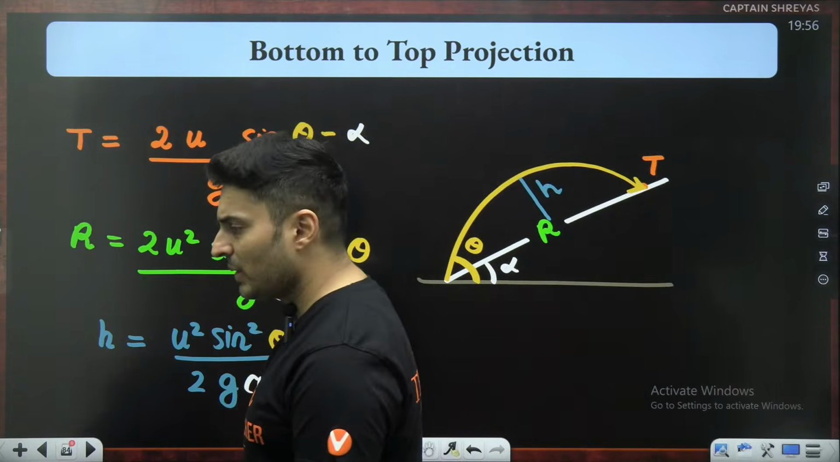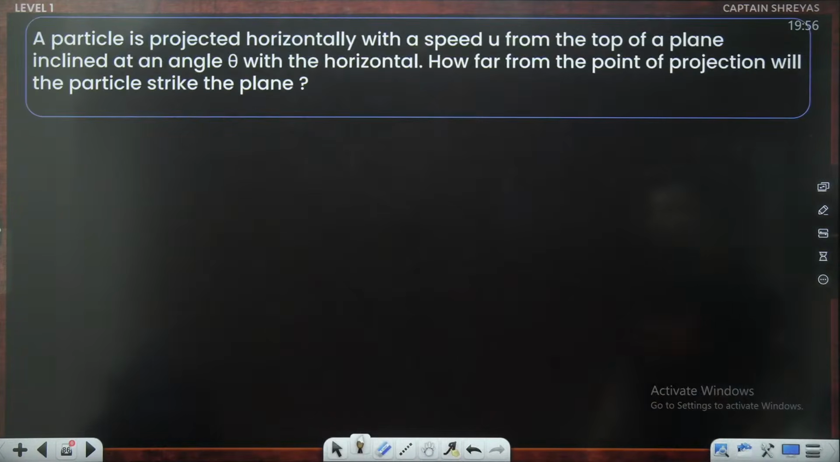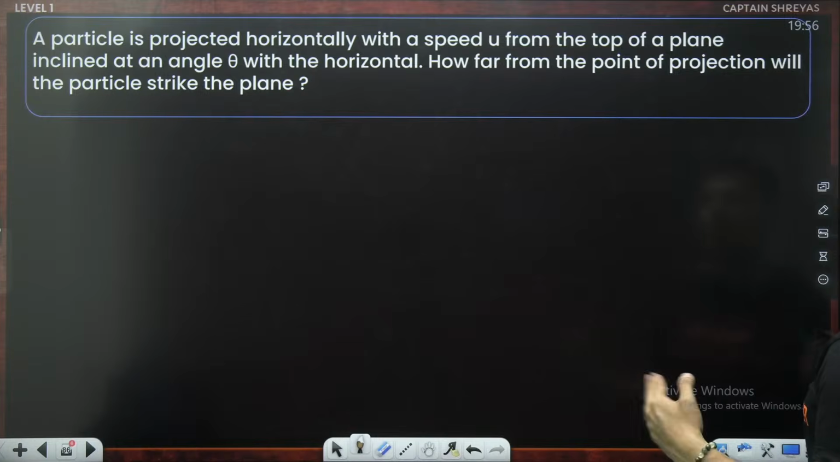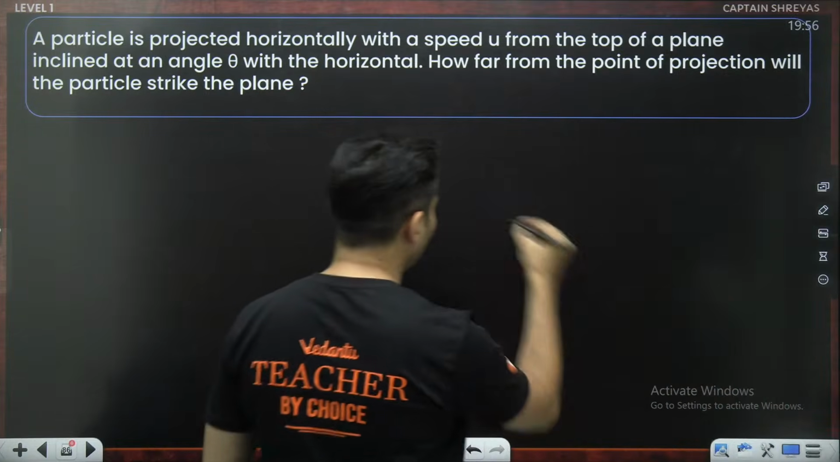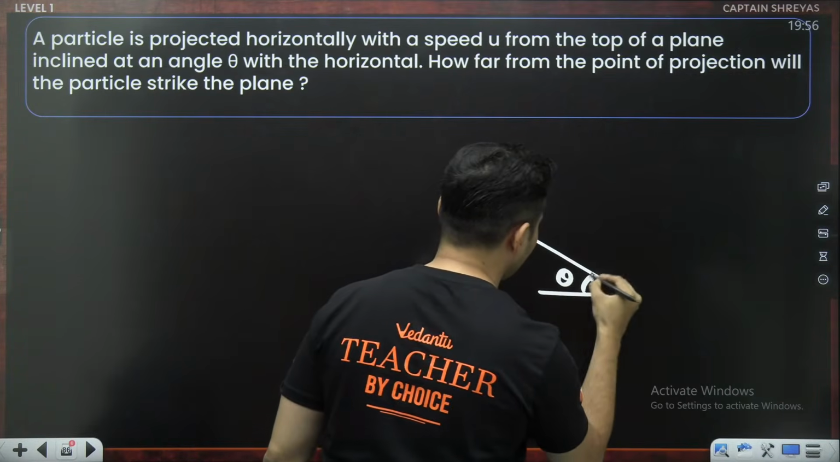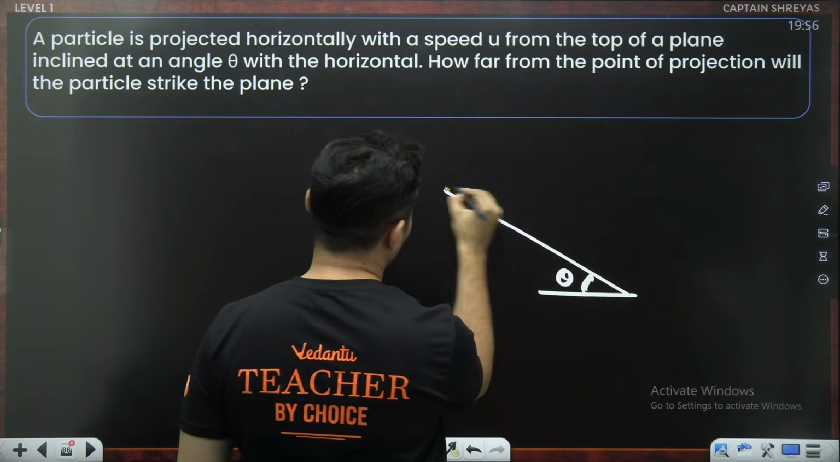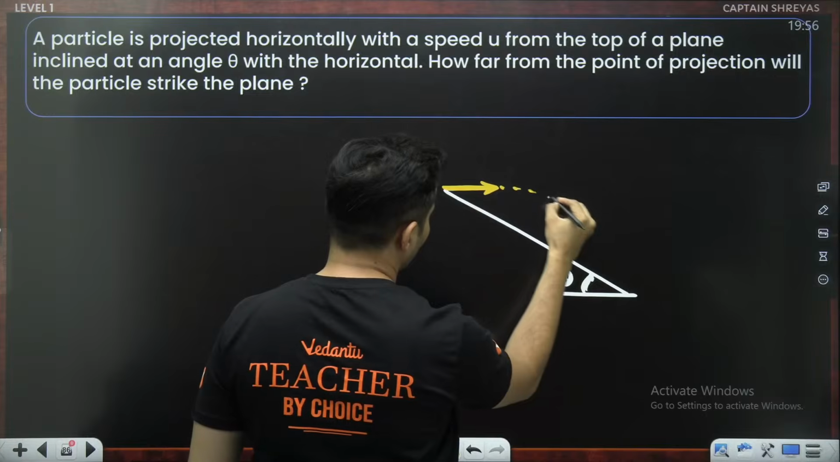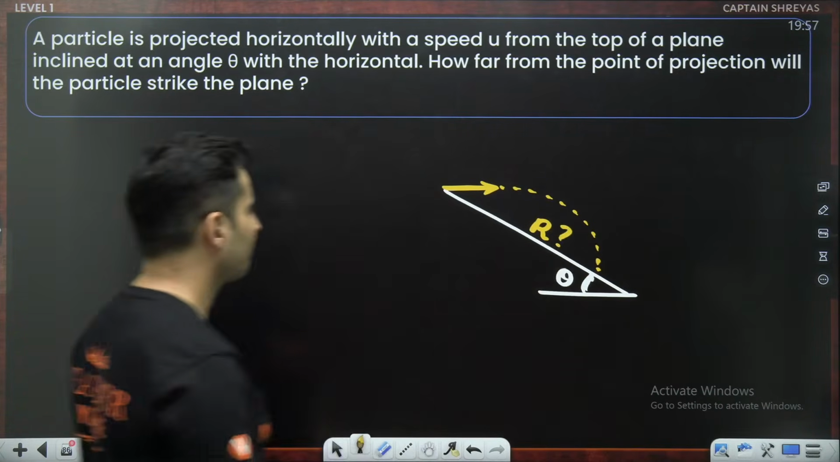Cool. Shall we go ahead to some questions coming up on your screen? Here it is. A particle is thrown horizontally with some speed from an incline at theta with the horizontal. How far from the point of projection will the particle strike the plane? Okay, let's draw the diagram, then only we'll understand this. This is the inclined plane. This inclination is basically theta. Okay, and I'm throwing it horizontally. That means like this. So it goes like that and falls here. The question is how much is that range?